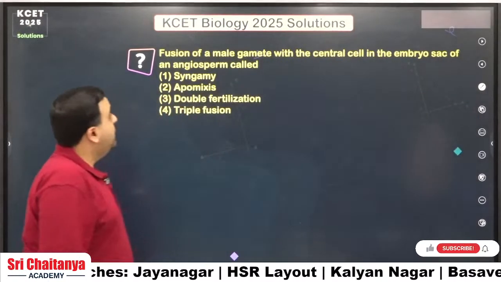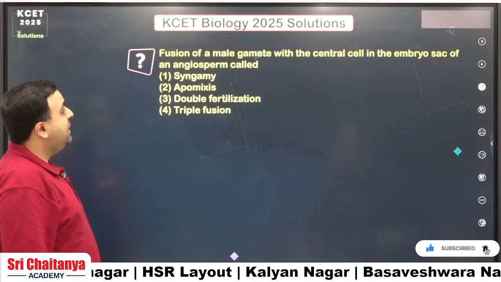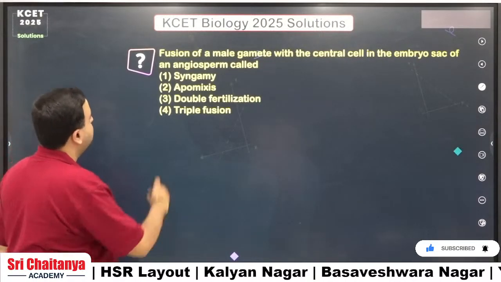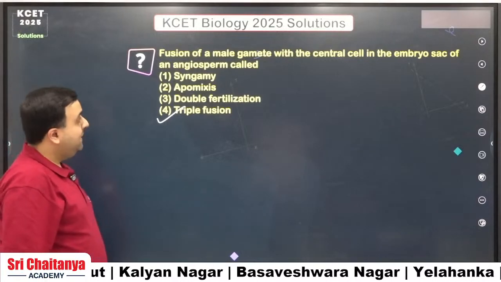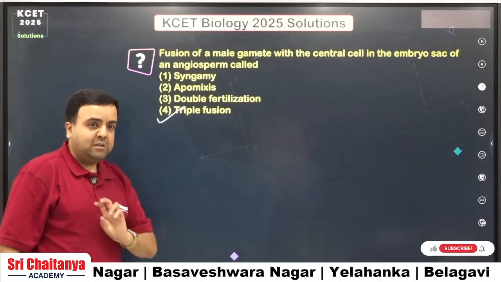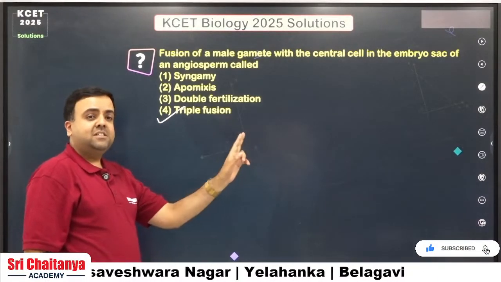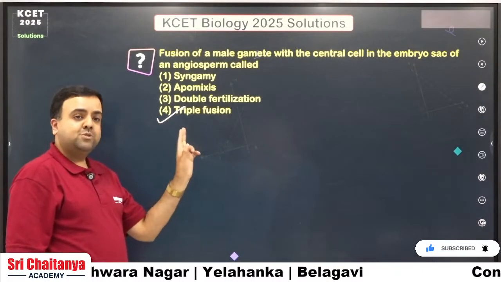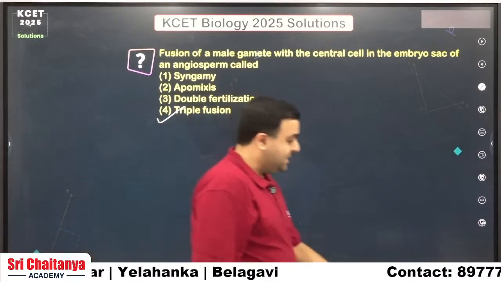Next one, fusion of a male gamete with the central cell in the embryo sac of an angiosperm is called triple fusion, because there is one male gamete and in the central cell we are going to have 2 polar nuclei. The fusion of 3 haploid structures is what is called triple fusion. Hence, for this question, option number 4 is the right answer.